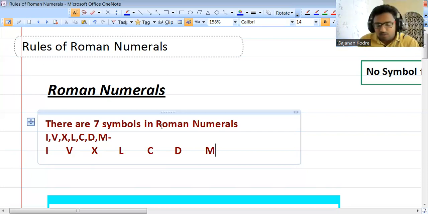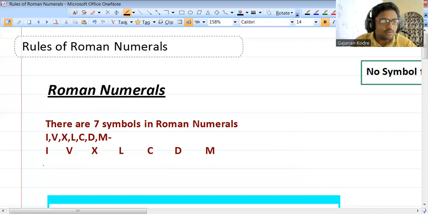Do you know what that I stands for? Most of you know it. Yes. Why? Because it's very easy and we all have used it. Okay. So I stands for 1. V stands for 5. Yes. X stands for 10.